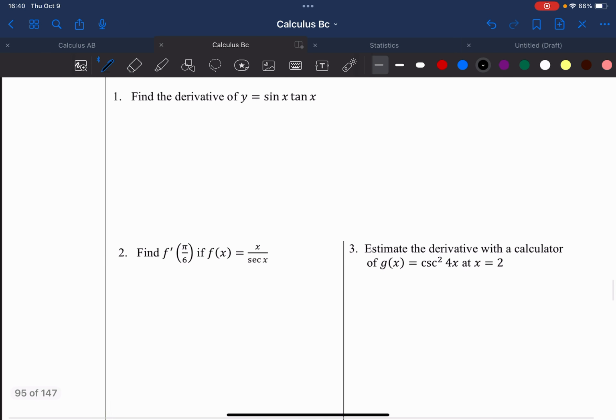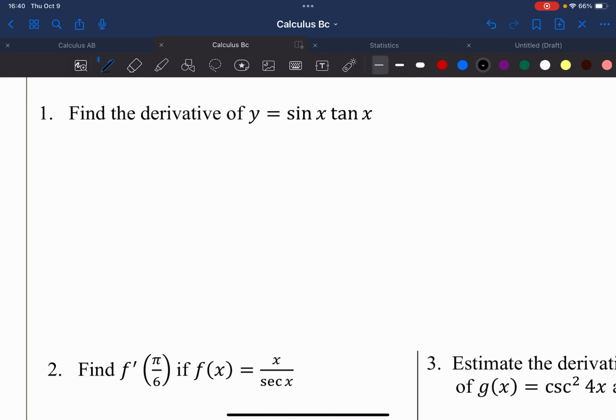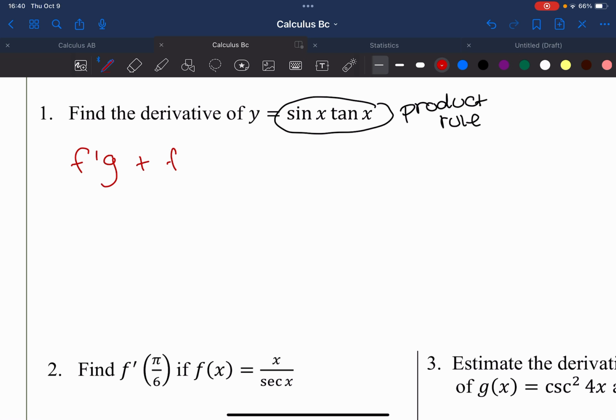Okay, so let's look at the first example. It says, find the derivative of y is equal to sine x times tangent x. Well, right away, just looking at this, I know that I have the product rule. And I know the product rule is f prime g plus fg prime. So first I have to take the derivative of sine, which is cosine. So y prime is equal to cosine x tangent x plus sine x, and the derivative of tangent is secant squared.